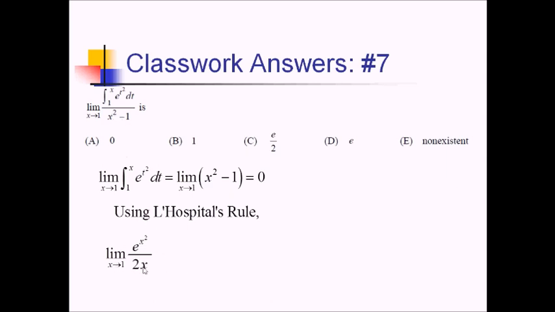So if I plug 1 in again, I'm not going to get 0 in both places at least. So I'm probably going to get some kind of answer. That's going to be e to the 1 squared over 2 times 1. So that's just e over 2, which gives me answer choice C.